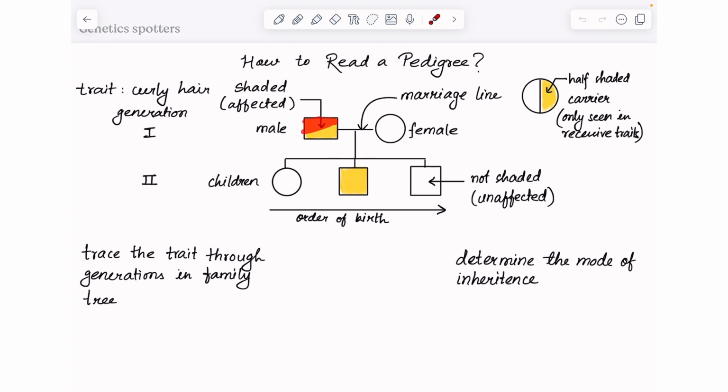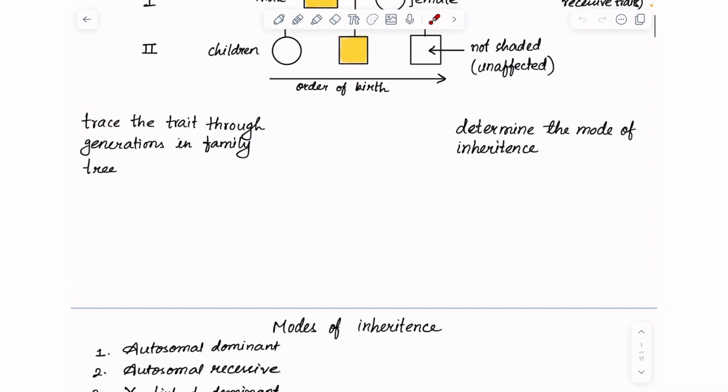If the shape is shaded, that means the person possesses this trait or is affected by the trait. But if the shape is not shaded, that means the person does not possess the trait or is not affected by the trait. If the shape is half shaded, that means the person is a carrier. And a carrier is possible only when we are tracing a recessive trait. Remember, a carrier is possible only in case of a recessive trait. How? You will come to know soon enough.